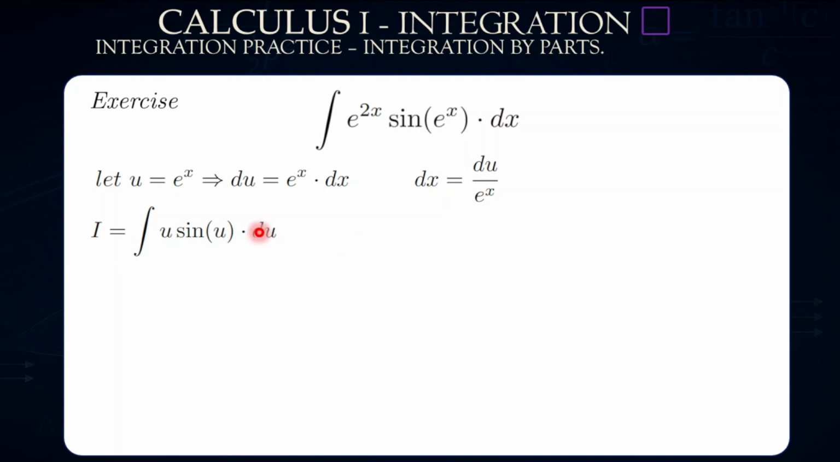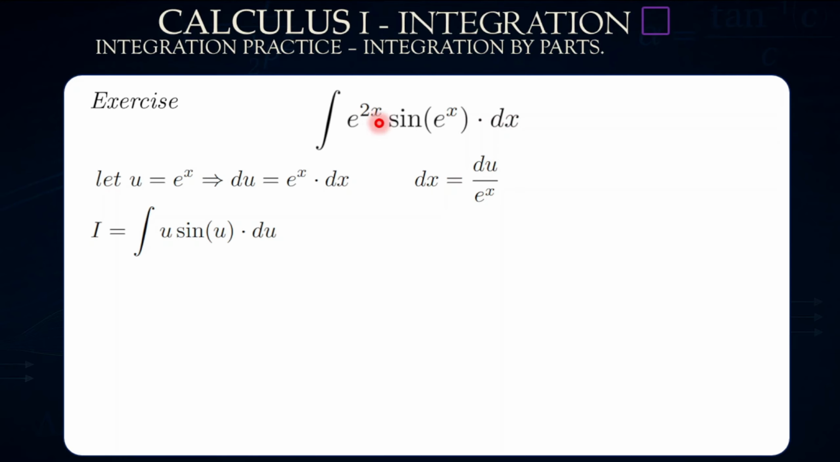Okay, so I is right now integral of u sine u, which is, you have e to the power of 2x divided by e to the x. Let's break it down. So again, you have u is equal to e to the power of x, so du is equal to e to the x dx, then dx is equal to du divided by e to the x, correct?